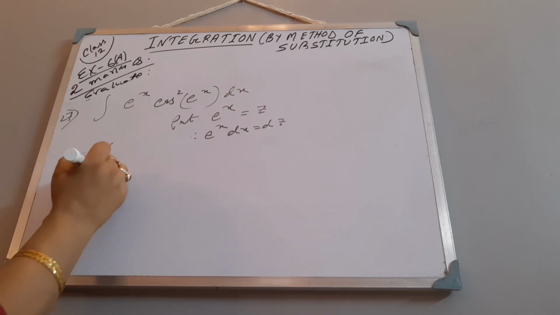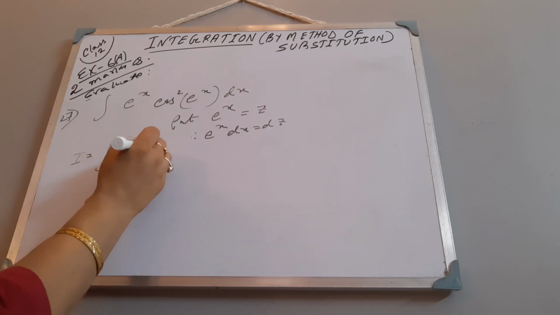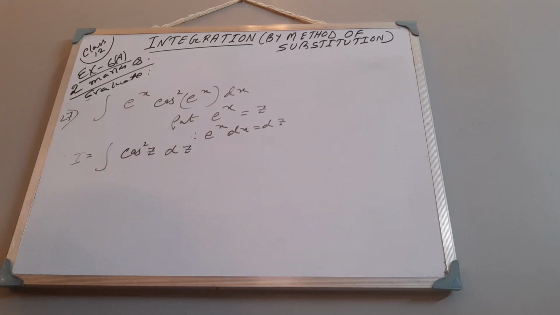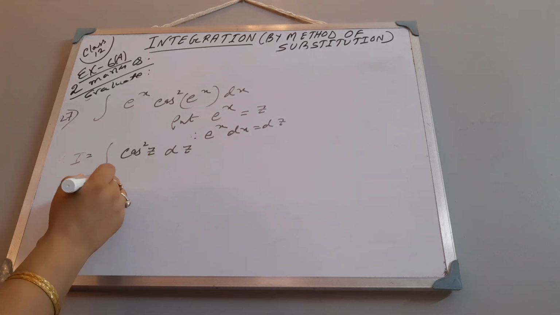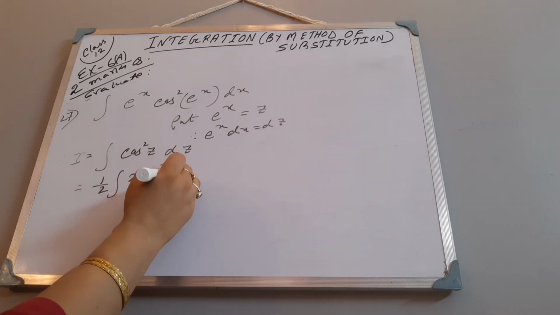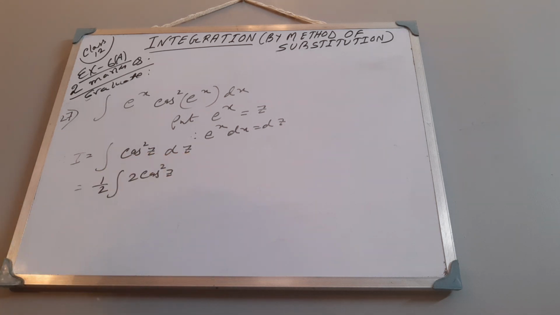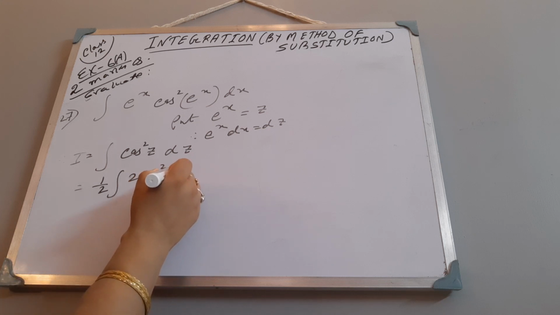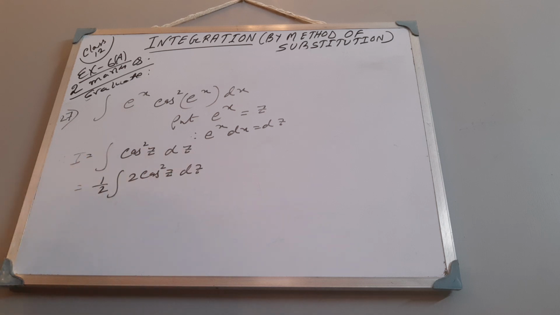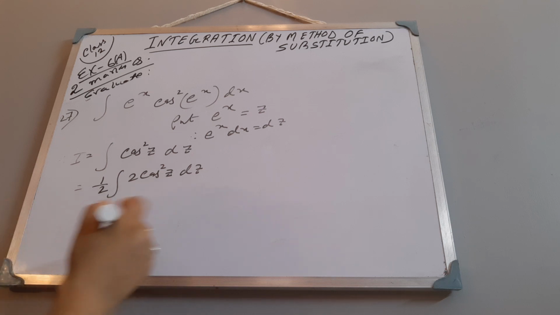Therefore I is equal to integral of cos square z dz. Now make it 2 cos square z. Why? Because directly the cos square z formula is not there. It is not the standard form of integration, so at first we have to find the standard form. So 2 cos square z. Okay, now look.